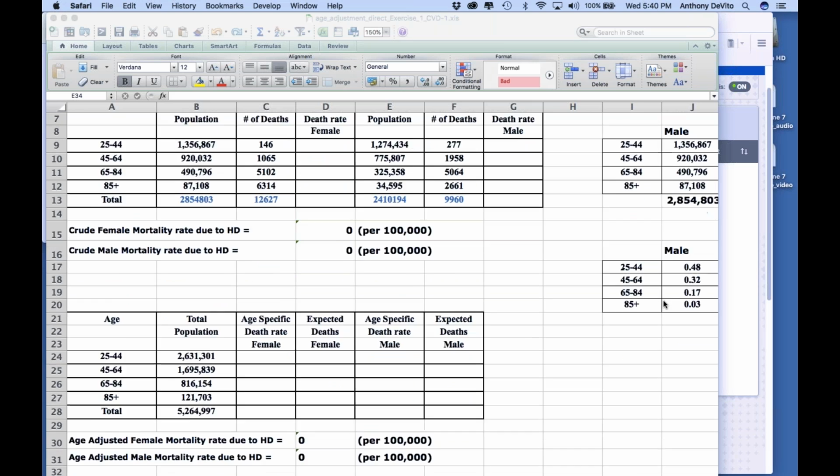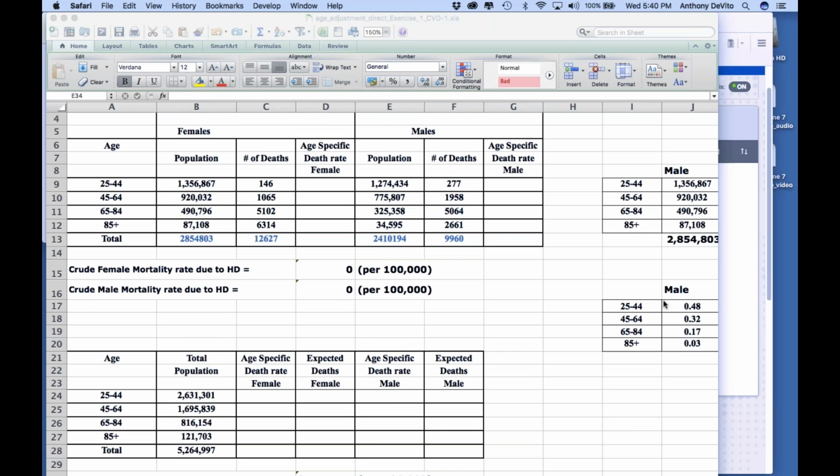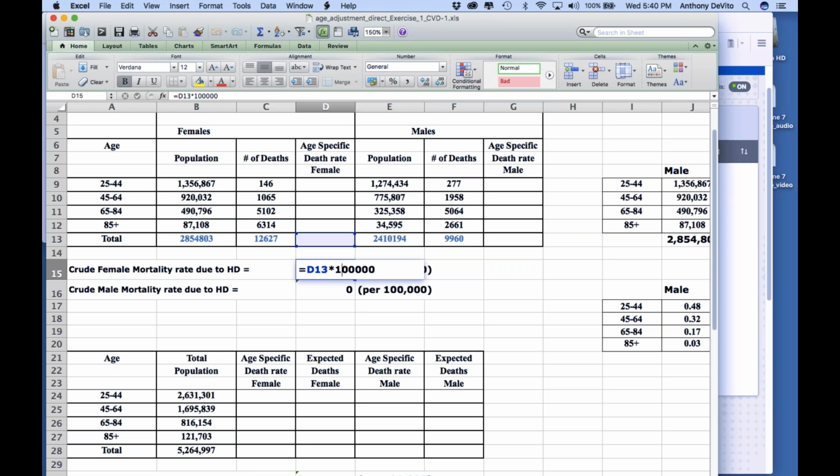Okay. So at any rate, I'm going to take a look at these deaths and calculate the crude mortality rate. Well, what do I mean by crude mortality rate? I'm going to say that the mortality rate for females is equal to the total number of females that died divided by the total number of females that were alive at that time. So the probability of dying if you're a female in this population during that year was about 0.4%.